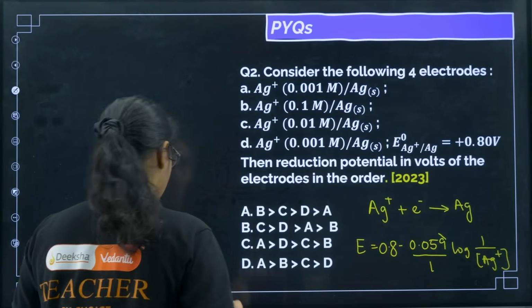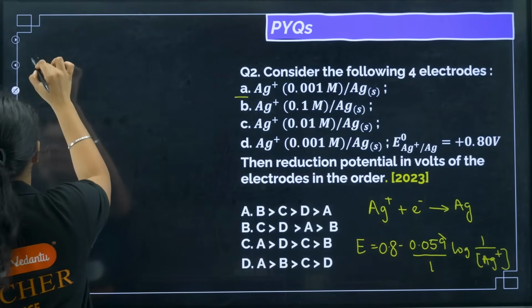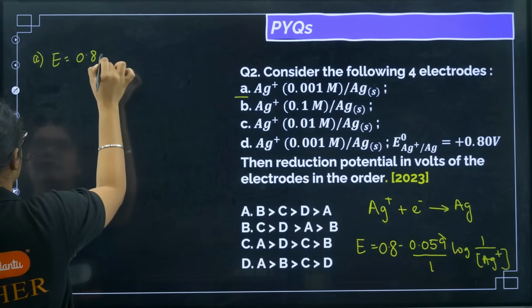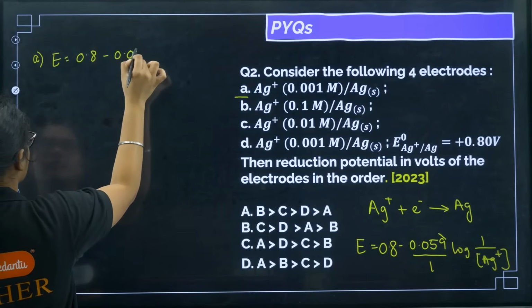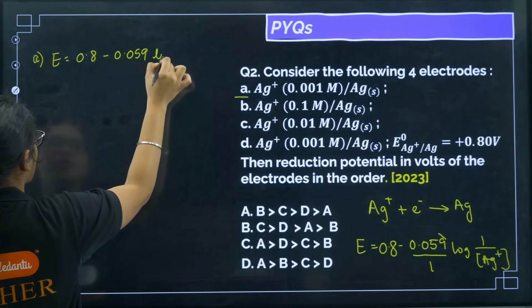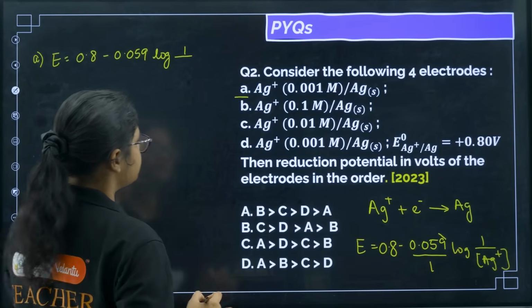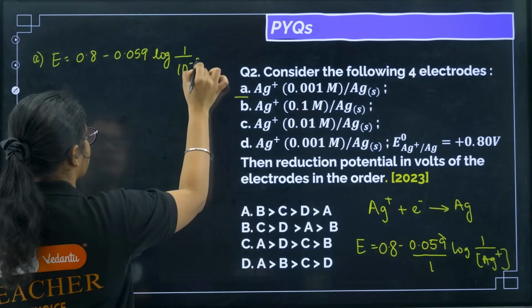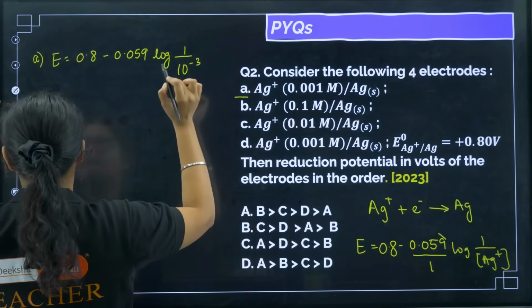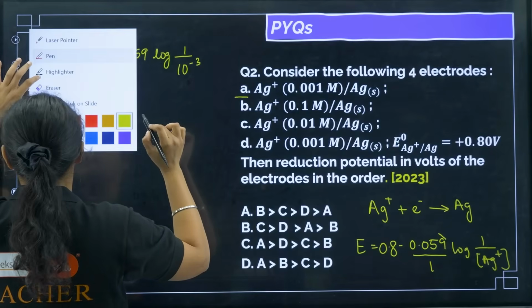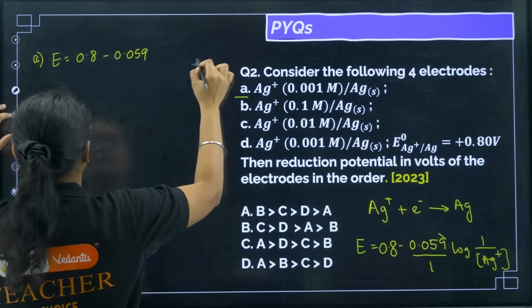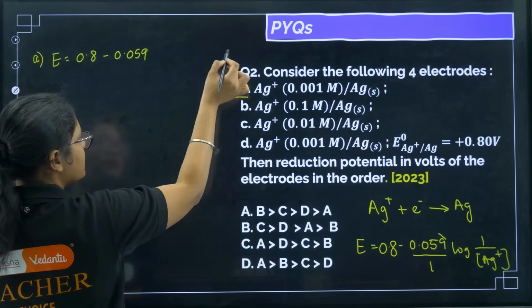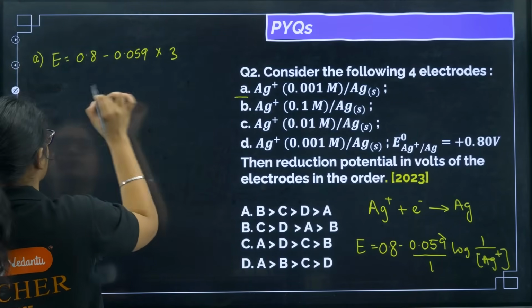Okay. So let us do for the first one, that is your A given. So I will get E of the cell is equal to 0.8 minus 0.059 log of 1 by Ag plus concentration, which is 10 to the power of minus 3, right? So this will go up, it will become 10 to the power of 3. So log of 10 to the power of 3 is 3 log 10, so into 3 I got here for option number A.